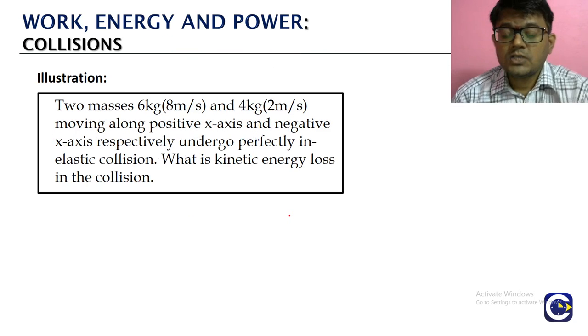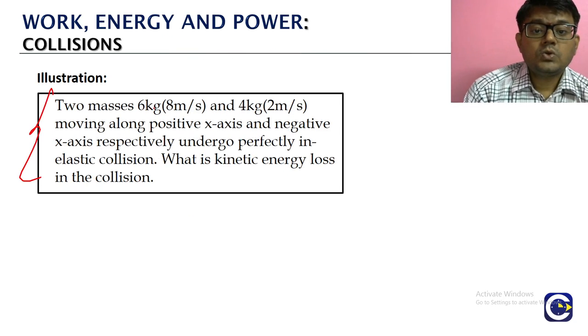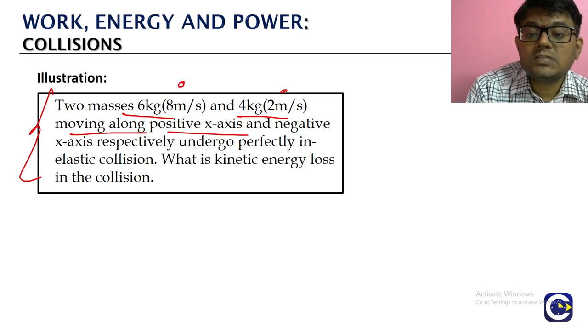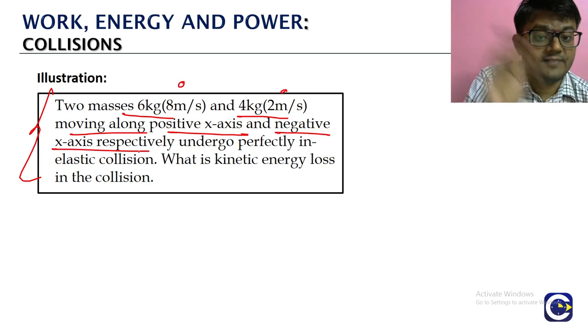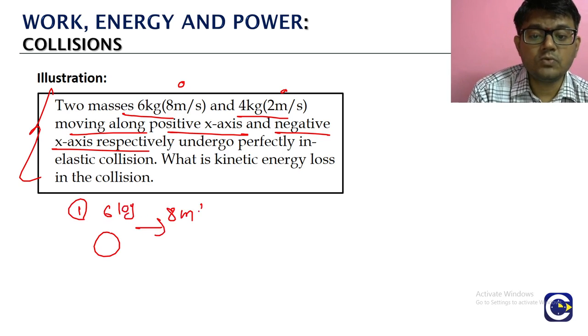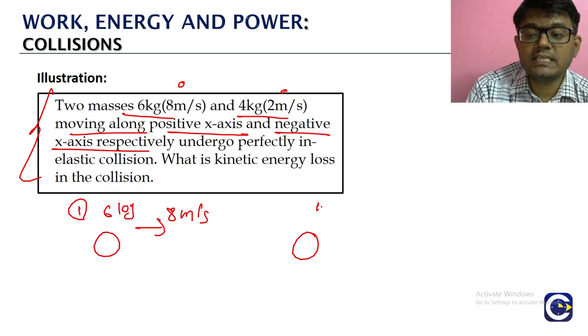Okay, next question. Two masses, 6 kg and 4 kg. The 6 kg has a speed of 8 meter per second, and the 4 kg has 2 meter per second, moving along the positive x-axis and negative x-axis. Here there is a difference: if we take the 6 kg as particle 1, it is moving towards the positive x-axis, but the 4 kg is moving towards the negative x-axis.